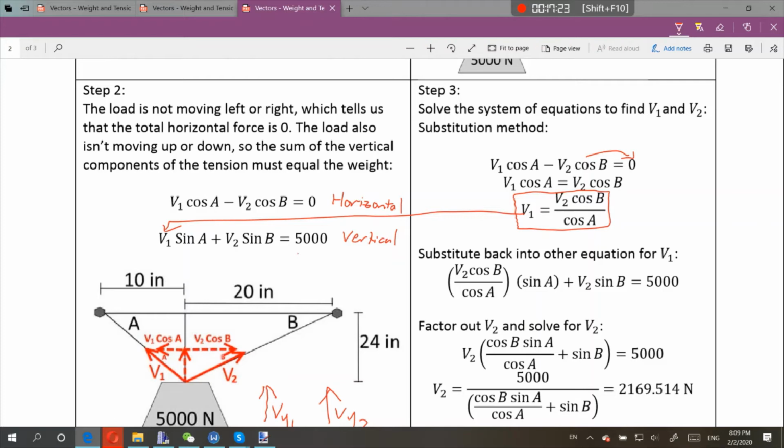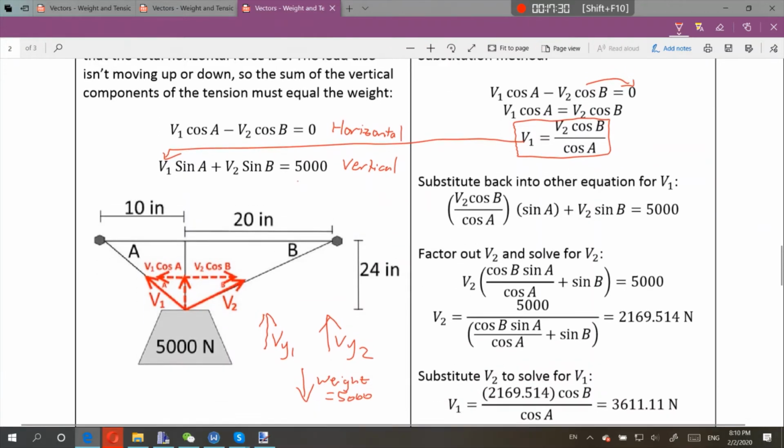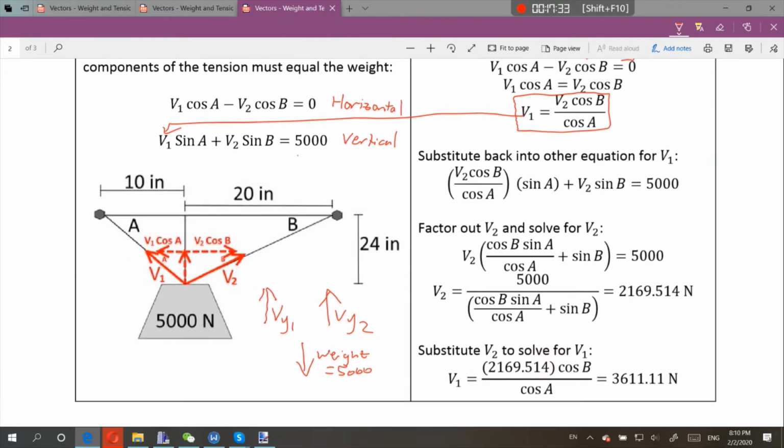Okay, so now I've got one equation with only one variable that we don't know, V2. So I'm going to solve for V2 then. Since I've got a V2 in both of these, I can factor out my V2 from both parts to get this. V2 times every other term that I had here should be equal to 5,000, and then just divide by everything else. So if I divide both sides by cosine B sine A over cosine A plus sine B, I'll get V2 alone. So this is divide by everything that's not V2 on both sides.